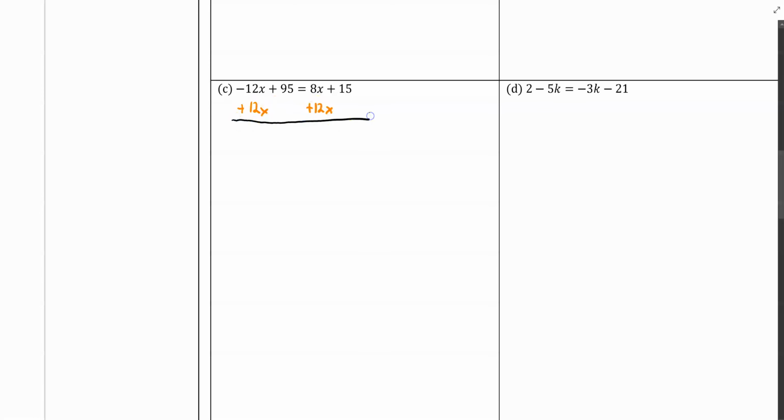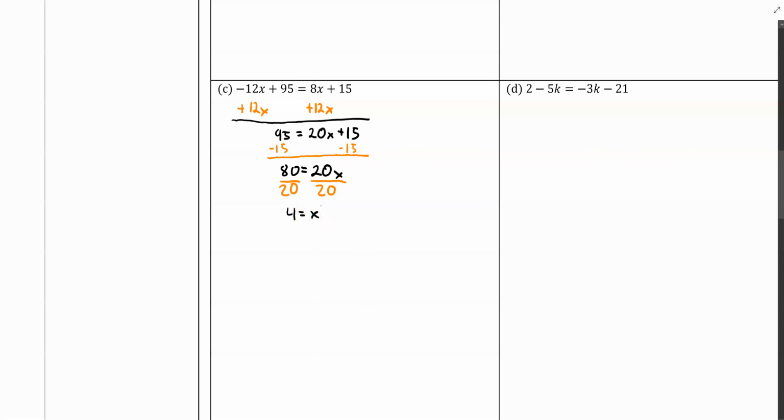So on the left-hand side, this gives us 95. And on the right-hand side, we have 20x plus 15. Now that we've killed off the smaller x, we will try to isolate x. And for this problem, this means subtracting 15 first from both sides. This gives us 80 equals 20x. And then dividing both sides by 20 gives us 4 equals x. Okay.